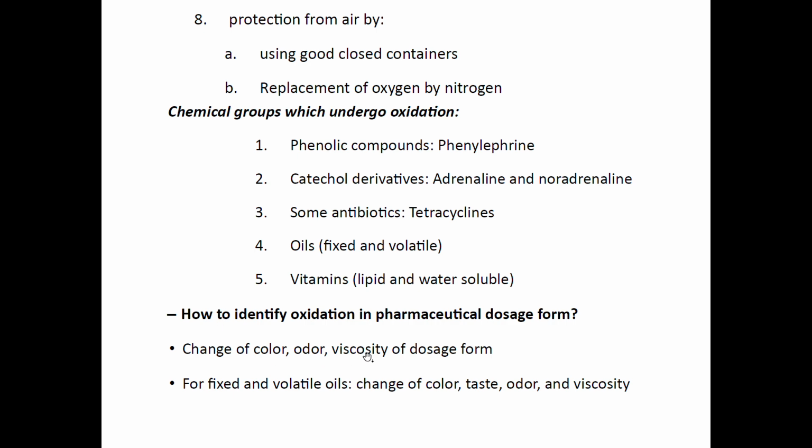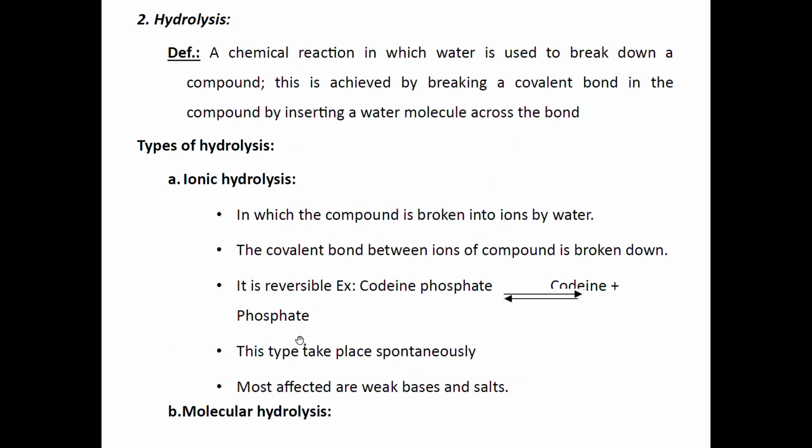So how to identify oxidation in a pharmaceutical dosage form? Change of color, odor, viscosity of the dosage form. For fixed and volatile oils, change of color, taste, odor, and viscosity. Then hydrolysis, a chemical reaction in which water is used to break down a compound. This is achieved by breaking a covalent bond in a compound by inserting a water molecule across the bond.